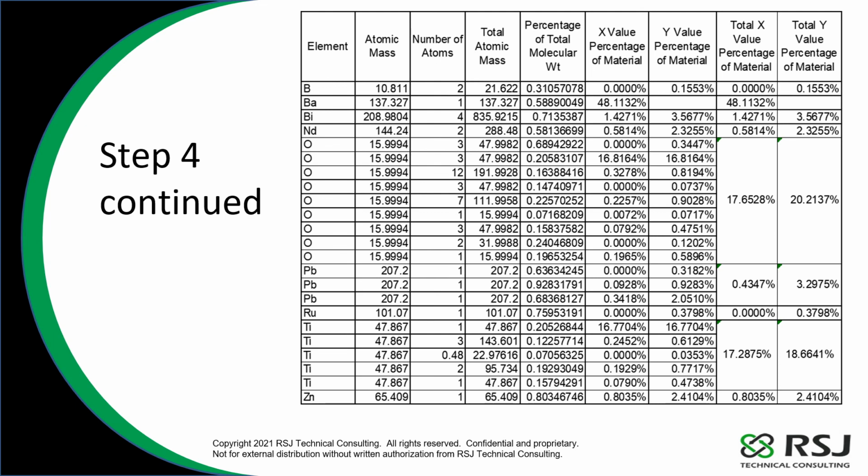So here's step 4. We have grouped all the oxygens together, grouped all the lead together, grouped the titanium together, and figured out the total percentages here of each of them.